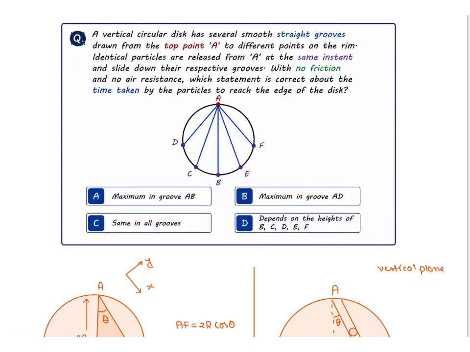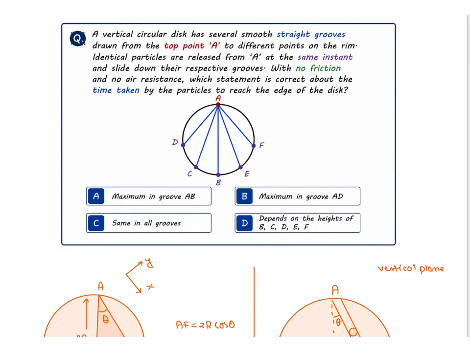Please read the question carefully before answering it. Let me explain the question for you. There is a circular disc which has smooth, straight grooves. These are grooves along which a particle can move. They are drawn from the same point A.